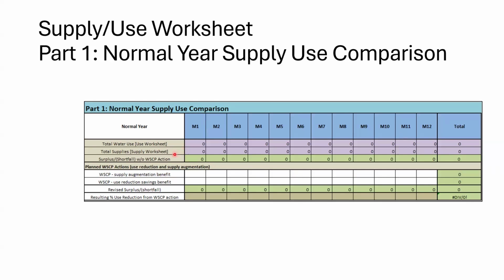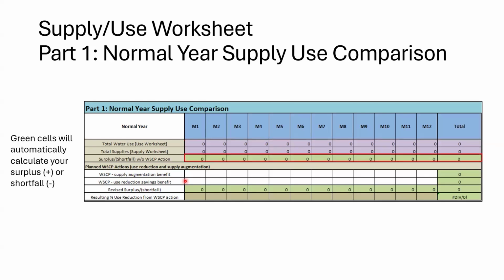So it's going to take your use and your supply, and it's going to get a value right here to determine either a surplus, which will show up as a positive number, or shortfall, which will show up as a negative number. The purple cells autofill, and then this is going to give you your surplus or shortfall automatically.